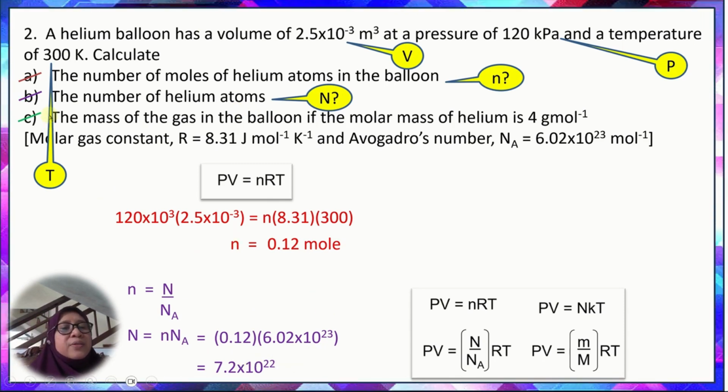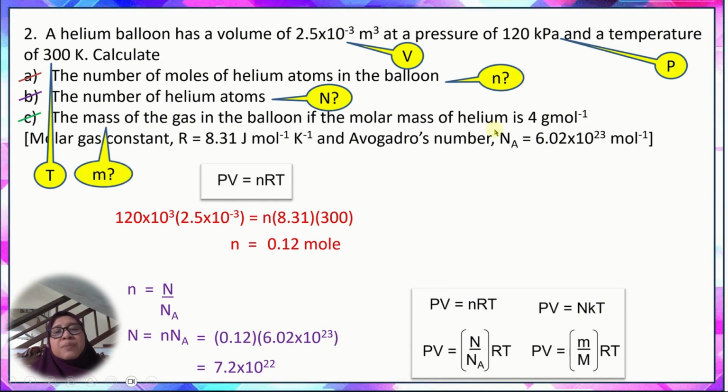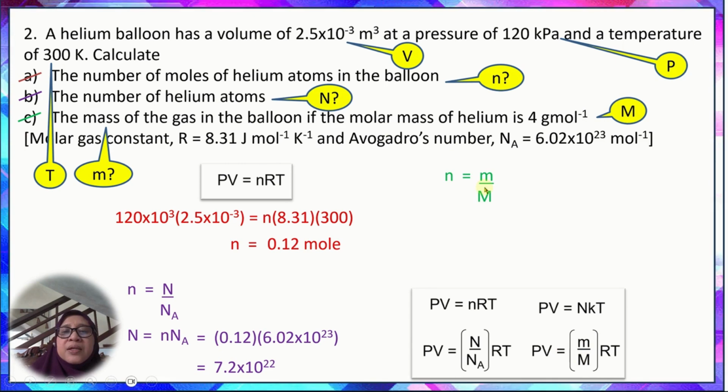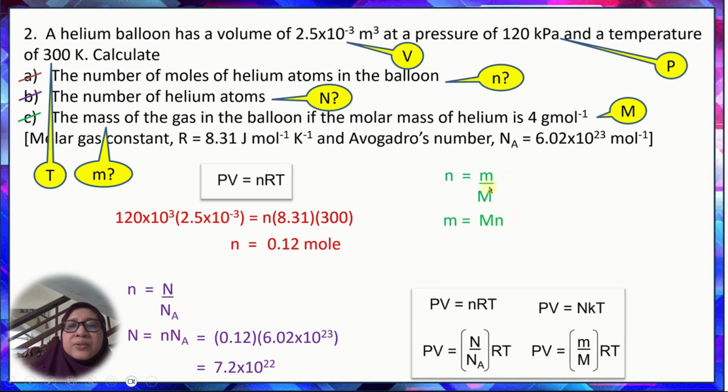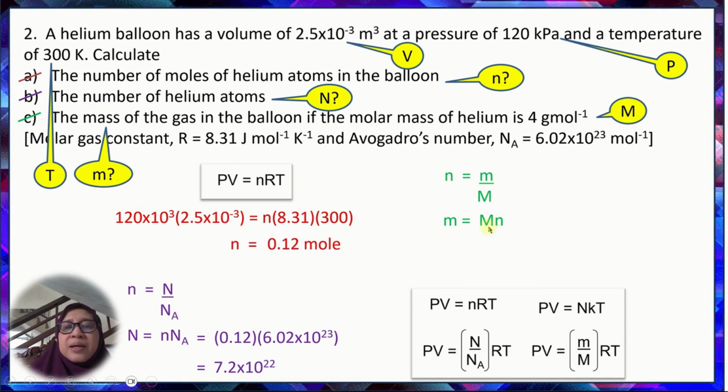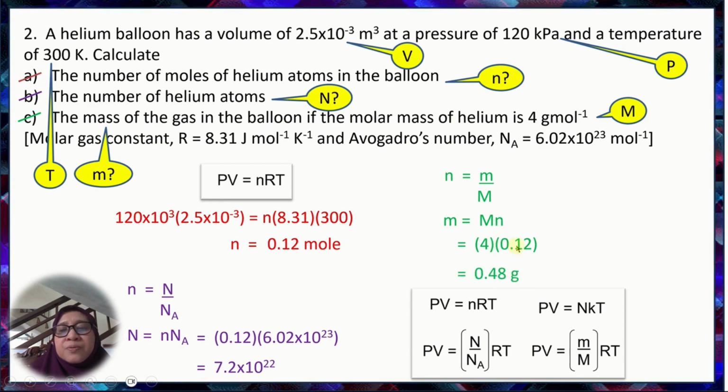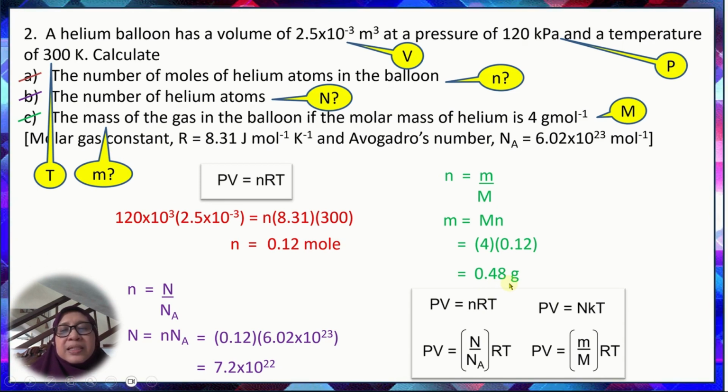Next we are going to do question C. The mass of the gas in the balloon, if the molar mass of helium is 4 gram per mole. For mass we use n equals M over molar mass. So n equals the mass of the gas divided by the molar mass. So the mass of the gas is equal to the molar mass times the number of moles. So 4 times 0.12, and we get 0.48 gram. That's the answer.